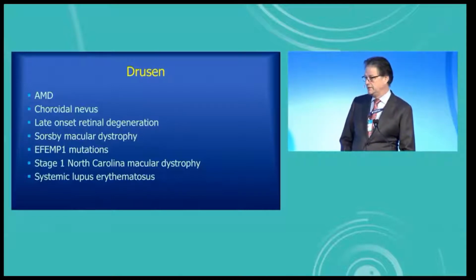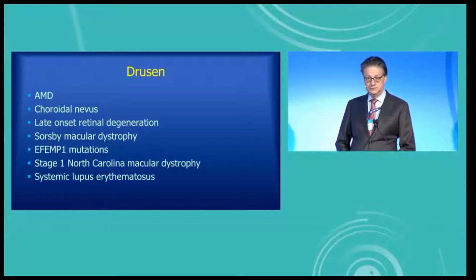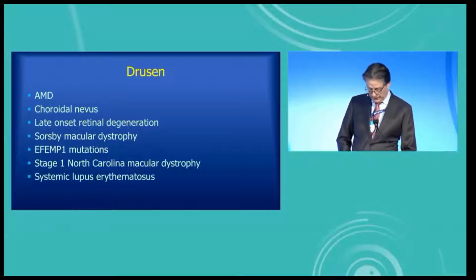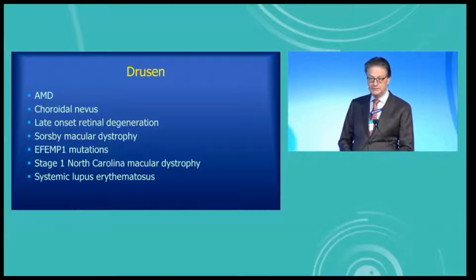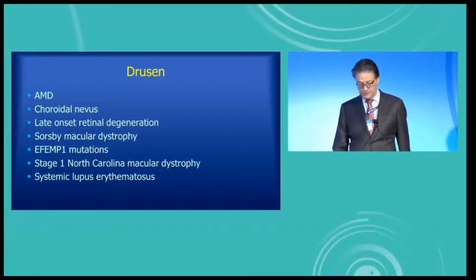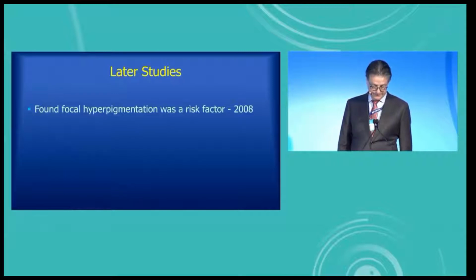We're all familiar with looking at a choroidal nevus, for instance, and seeing drusen on top of a choroidal nevus, or late onset retinal degeneration, Sorsby's, North Carolina macular dystrophy. All these things have drusen, so drusen aren't specific.